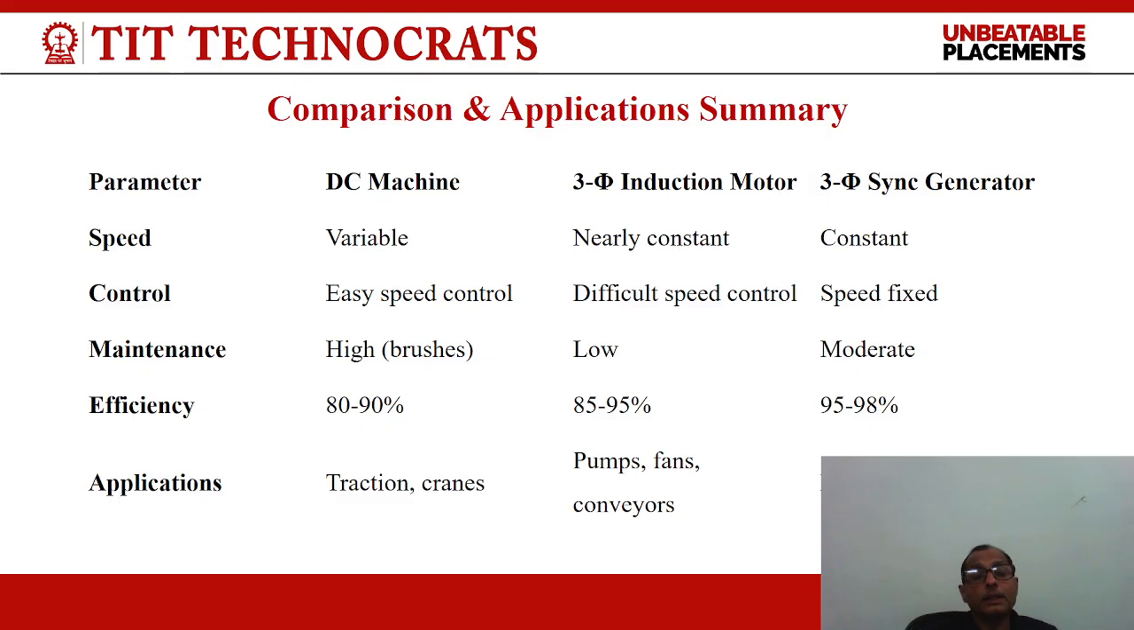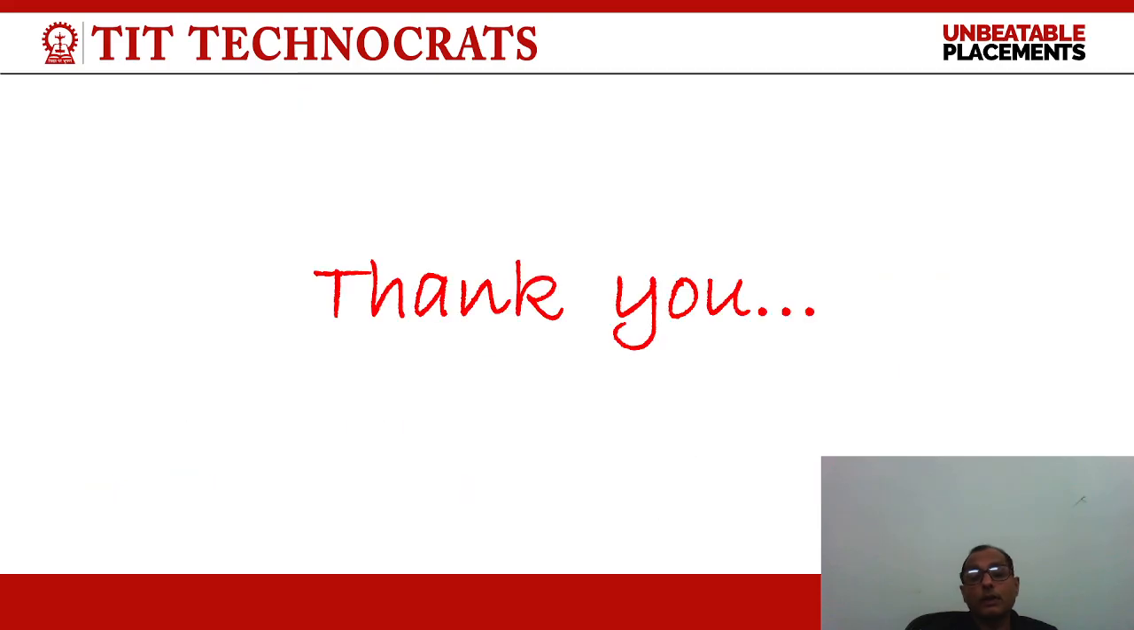In terms of maintenance, the DC machine has a high cost of maintenance due to maintenance of brushes. The three-phase induction motor has low maintenance, and the three-phase synchronous generator has moderate maintenance cost. Efficiency of the DC machine is between 80 to 90%, whereas the three-phase induction motor is 85 to 95% and the three-phase synchronous generator efficiency is 95 to 98%. The DC machine is applied in traction and cranes, whereas the three-phase induction motor is used in pumps, fans and conveyors, and the three-phase synchronous generator is used in power generation. So this is all about the electrical machines.